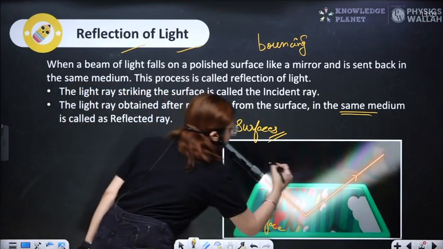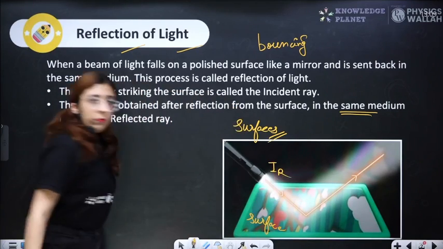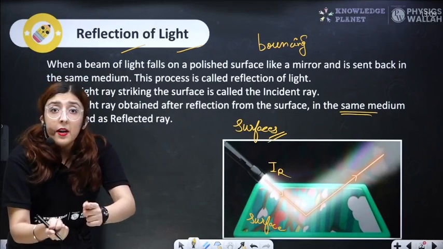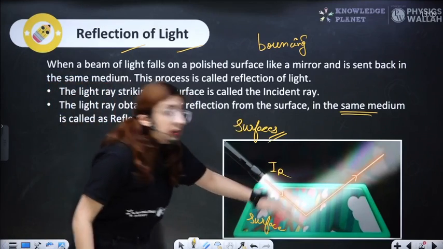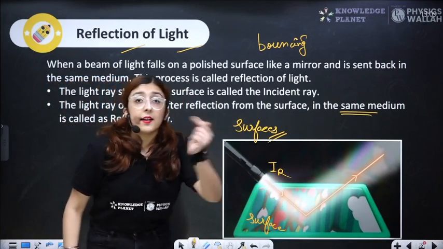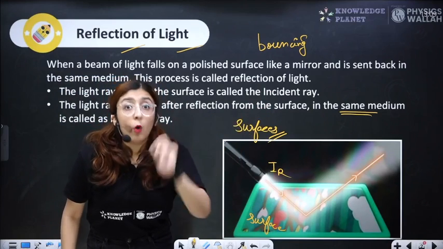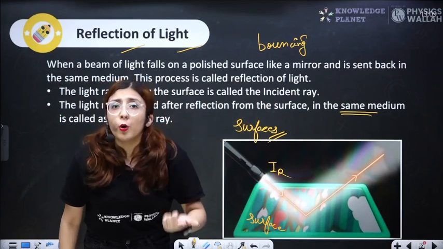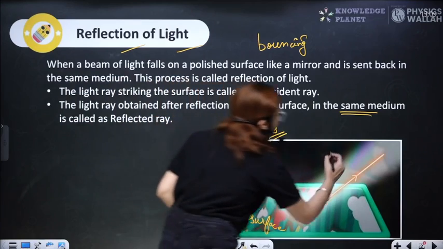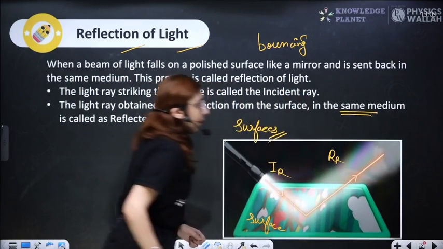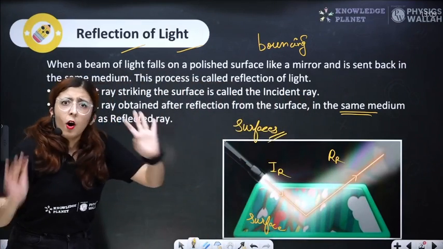Incident ray. The same ray that is hitting the surface, and the same ray that is getting bounced back, now it is getting reflected back. What are you going to call it? Reflected ray. These two terms we all are aware of.